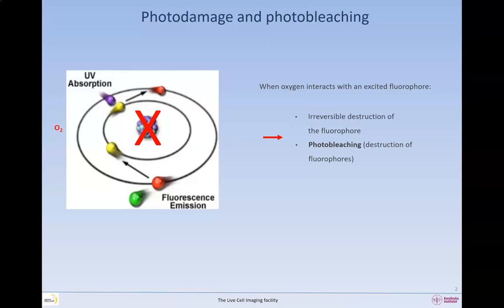This will also give rise to reactive oxygen species. These reactive oxygen species will react with easily oxidizable cellular components such as proteins, nucleic acids, and membrane lipids, altering their structure and thus inducing damage to the cell.